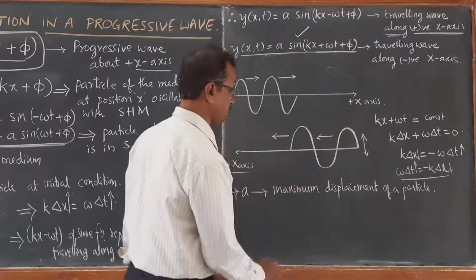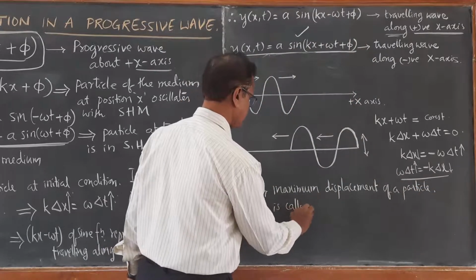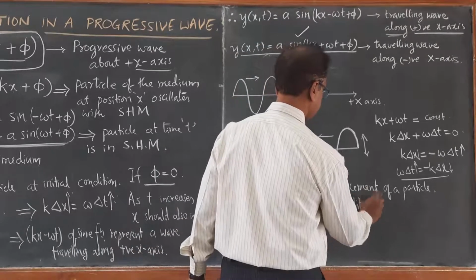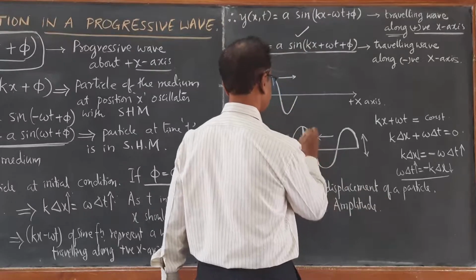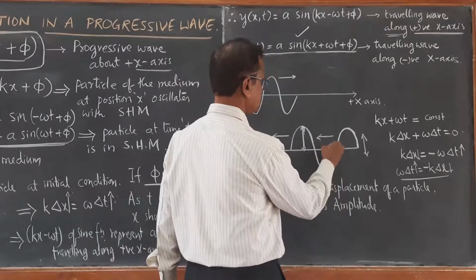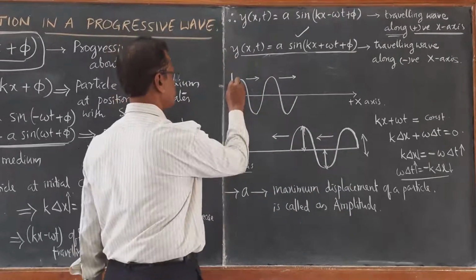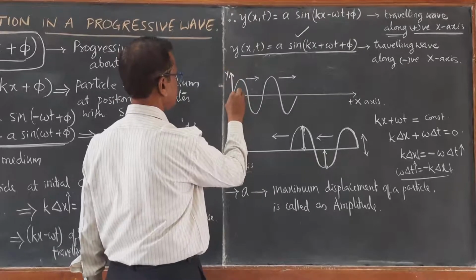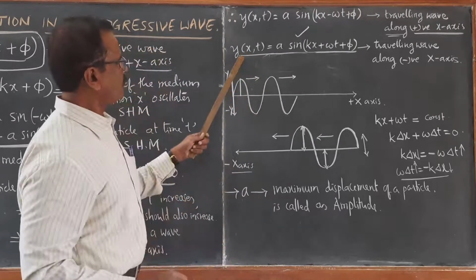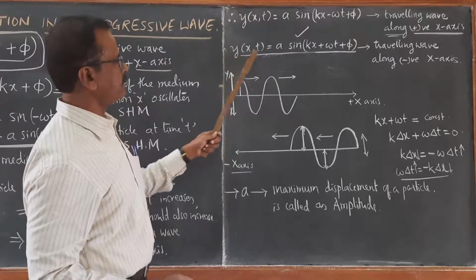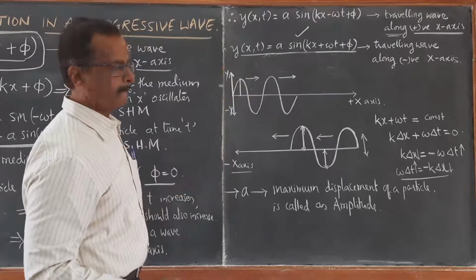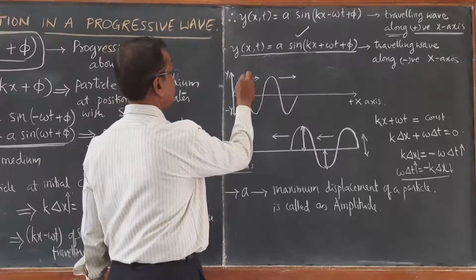Maximum displacement of a particle is called amplitude. So maximum displacement you can see here. This is the maximum displacement, that is positive value. This is the maximum displacement in the negative direction. If you take this as positive y-axis, this will be negative y-axis. So taking the maximum value of y, that will be A. Okay, maximum value of y will be A. So this is the meaning of amplitude.